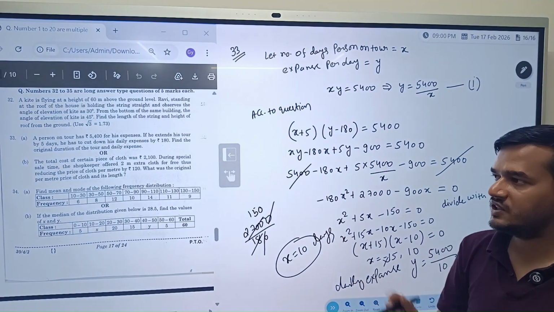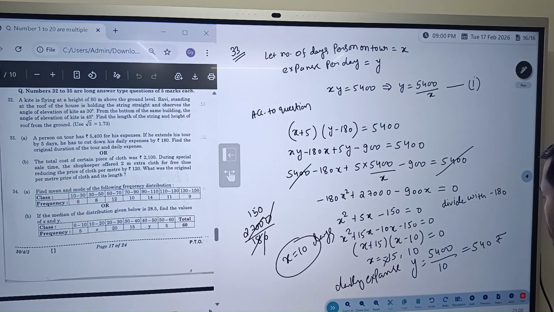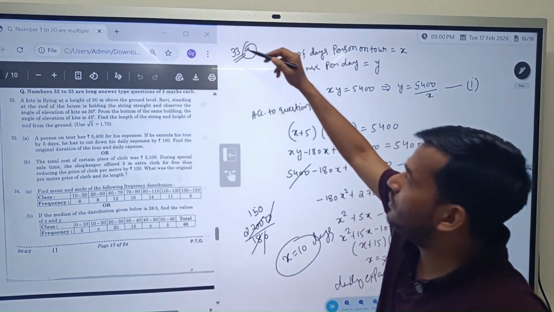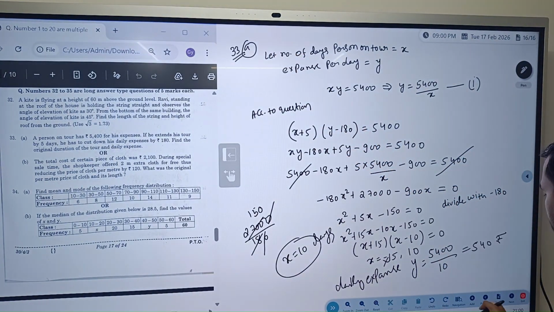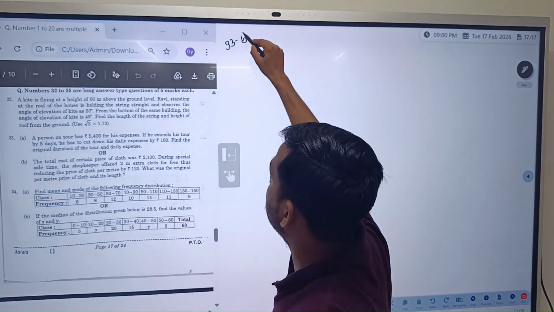Okay, moving to the next part. This part is similar to this one only. So this was 33A. Now we are moving to 33B.